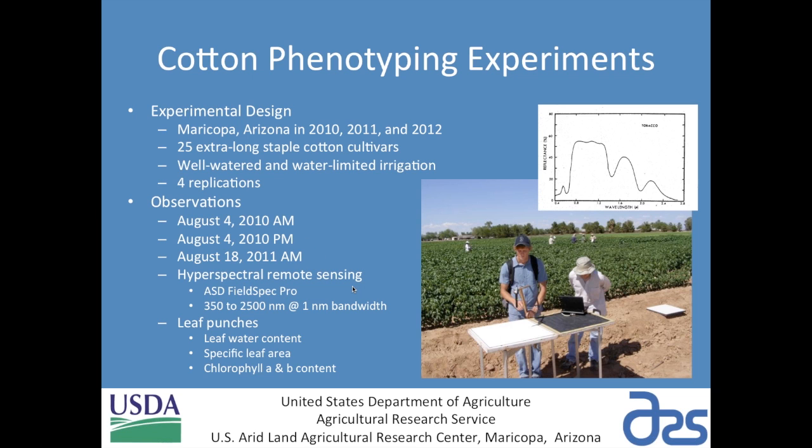The instrument that I'm using is an ASD FieldSpec Pro, and it essentially measures reflectance of light between 350 and 2500 nanometers at a 1 nanometer bandwidth. This is a picture of us using a spectralon panel to correct that data against the incoming solar irradiance at the time of measurement. We also have some other data to go along with our spectral measurements, including leaf water content, specific leaf area, and chlorophyll A and B content.